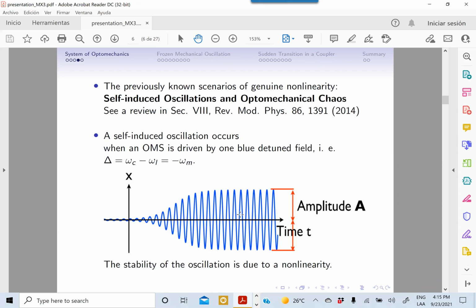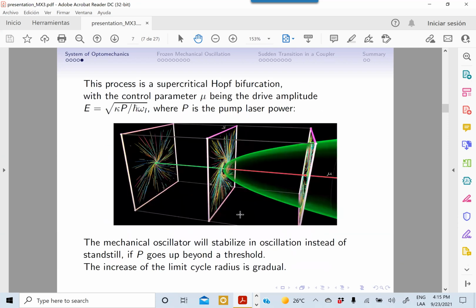And in the language of nonlinear dynamics, this process is called a supercritical Hopf bifurcation. This type of bifurcation is controlled by one parameter. The parameter is our pumping laser power; here we use the square root of the pumping laser power to indicate its magnitude. If the pumping laser power is very small, if we just push the optomechanical system with a very weak pumping laser, the cavity field will stabilize in a time-independent steady state, and the mechanical oscillator, the movable mirror, will stabilize in standstill. However, if our pumping laser is strong enough, the mechanical oscillator will stabilize in oscillation instead of standstill.